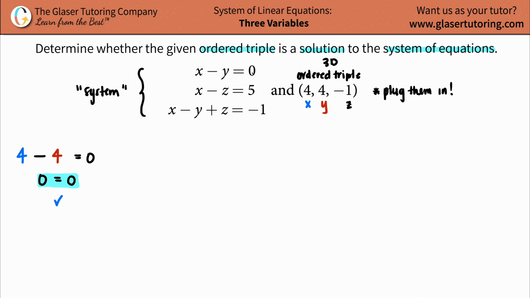Now we have this equation. Let's see, x, which we said was 4, but now we're minusing z.